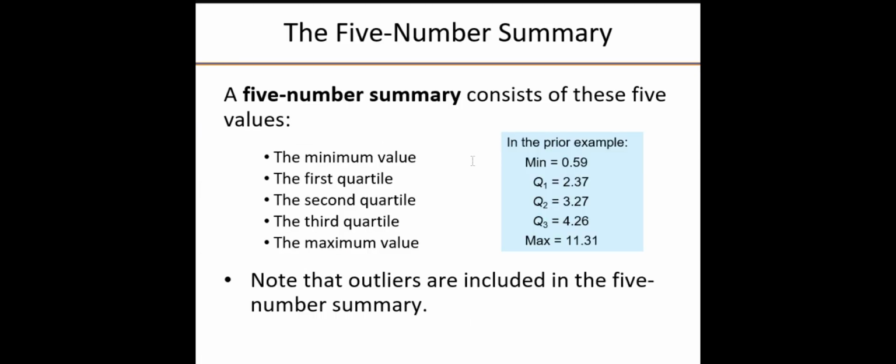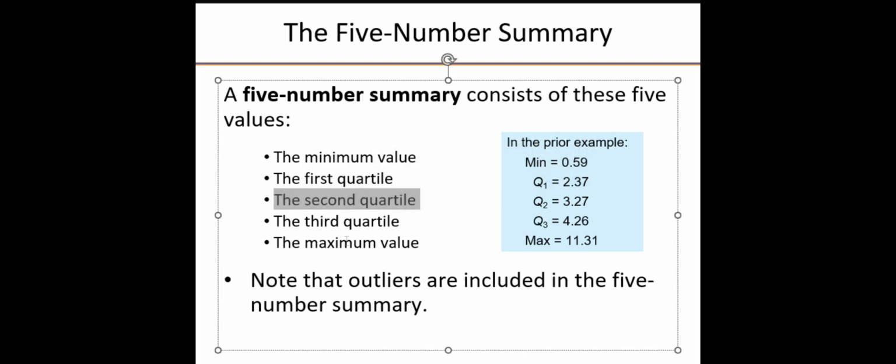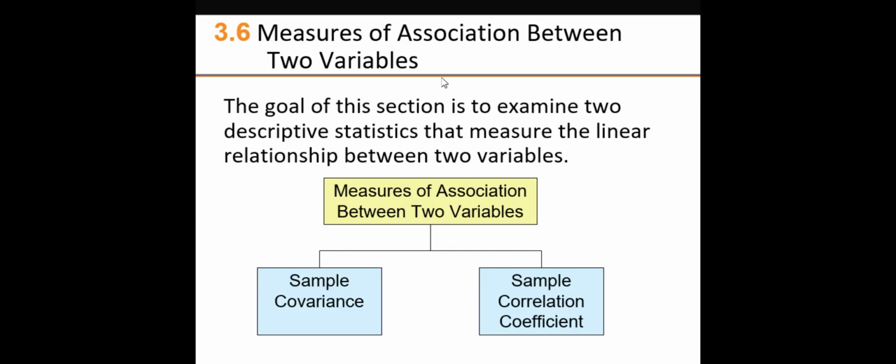So we also call this the 5-number summary. The 5-number summary consists of the minimum value, first quartile, second quartile, that's the median, the third quartile, and the maximum value, right? So finally, we have 3.6.